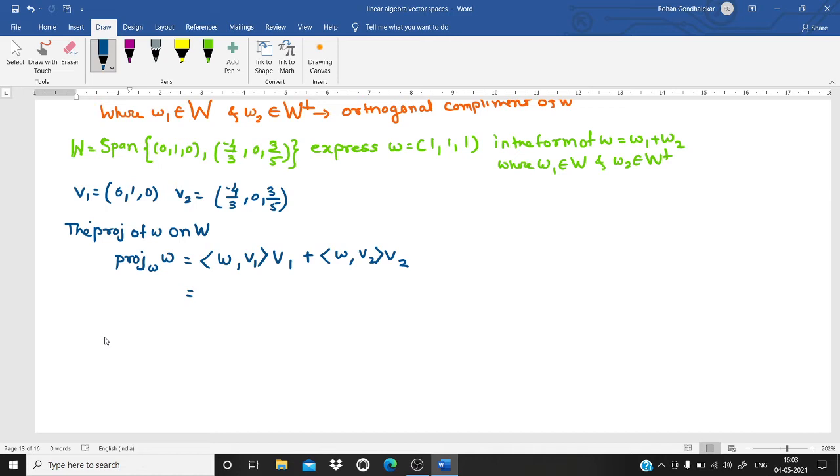So the inner product of w with V1. What is w? It is 1, 1, 1. What is V1? 0, 1, 0. So 1, 1, 1 with 0, 1, 0 into V1, that is 0, 1, 0, plus the inner product of w, that is 1, 1, 1, with the other vector V2, that is minus 4 by 3, comma 0, comma 3 by 5, into V2. Sorry, this is actually 4 by 5. We take this as 4 by 5.